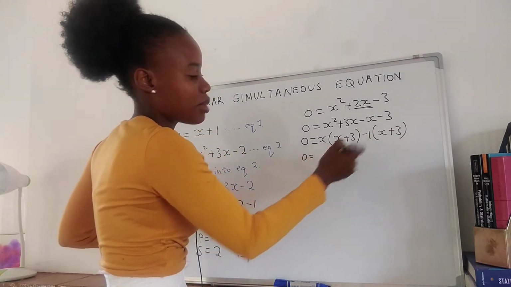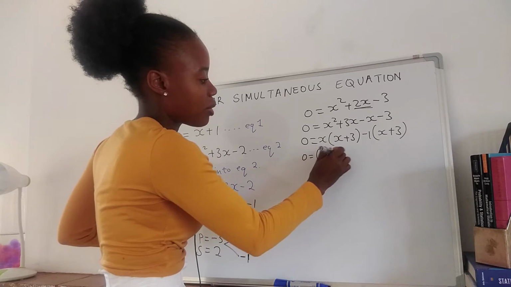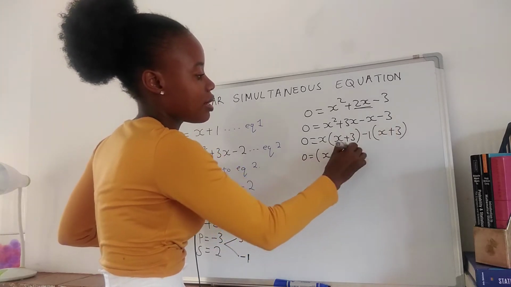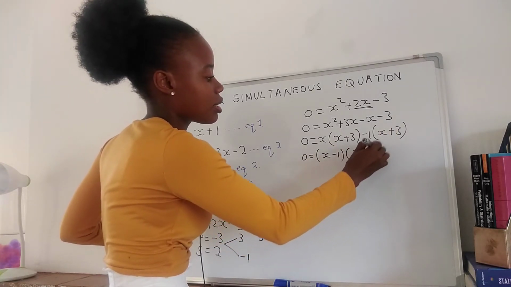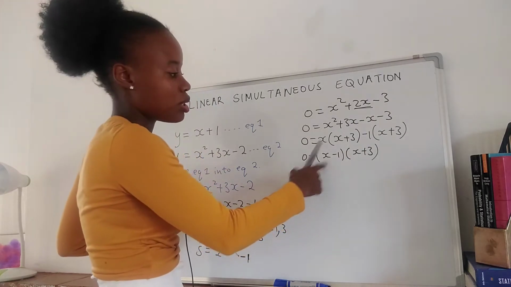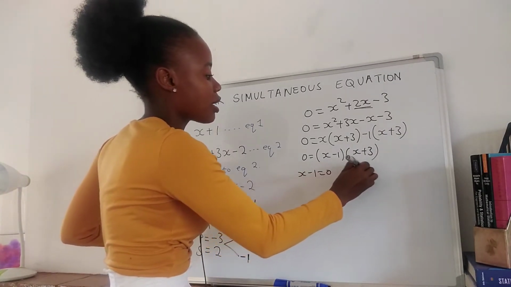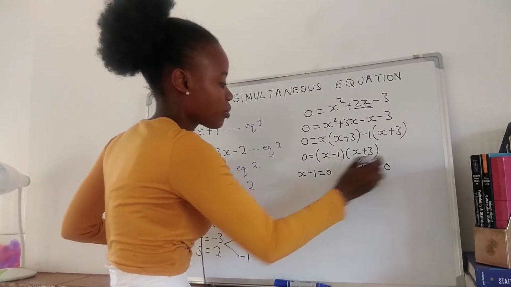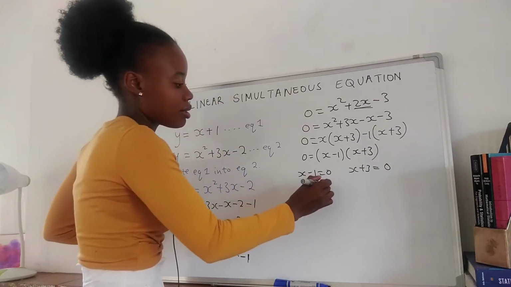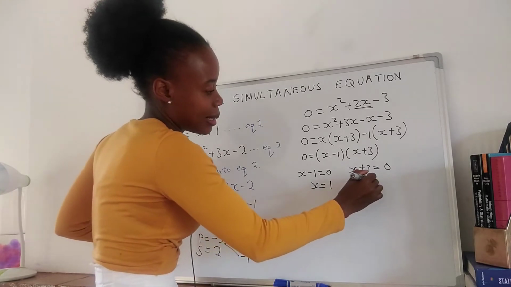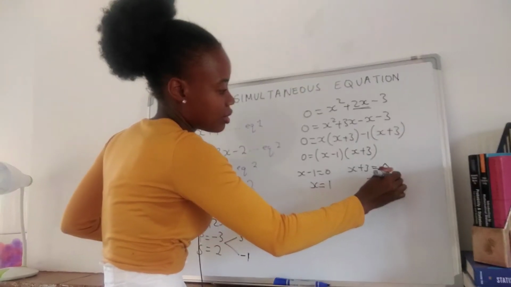The ones outside the bracket, we put them in one bracket, and this one, they are the same, x plus 3. We set the first bracket to 0 and the second bracket to 0. x minus 1 equals 0. x plus 3 equals 0. x is 1. x is negative 3.